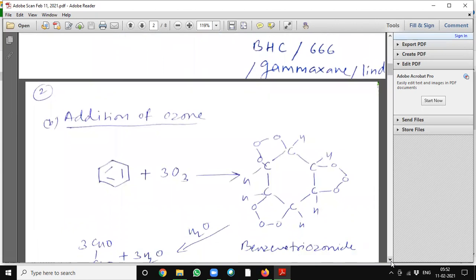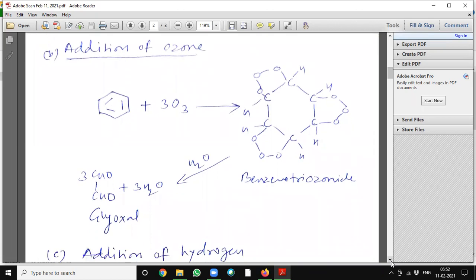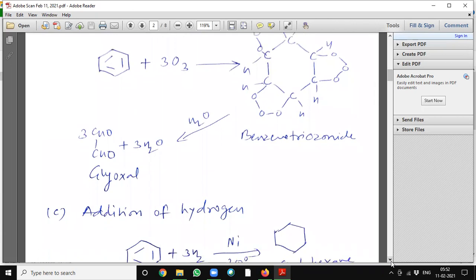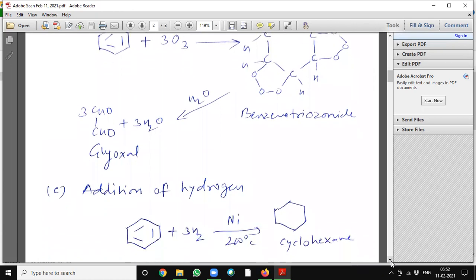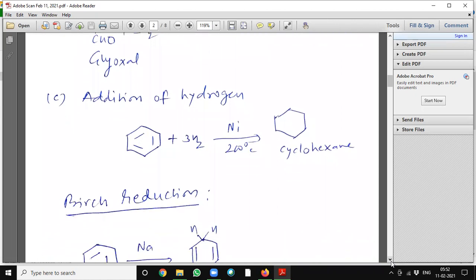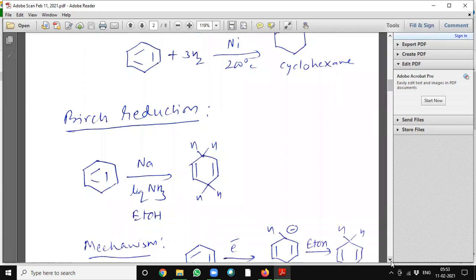Addition of ozone. We can add 3 moles of ozone to benzene and it will give benzene triozonide. On hydrolysis, it will give 3 molecules of glyoxal plus 3 molecules of water. Addition of hydrogen. 3 moles of hydrogen we can add to benzene and it will give cyclohexane.